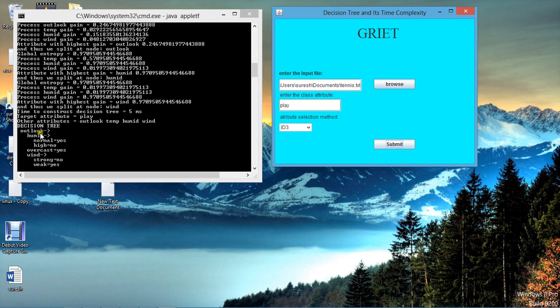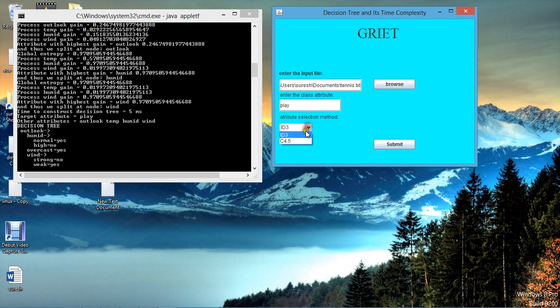The ID3 algorithm states that if the outlook is sunny and humidity is normal, then yes. If it is high, then no. If it is overcast, directly it is yes. If wind is strong, no, and weak, yes. So this tennis database can form a classifier within a time complexity of 5 milliseconds.